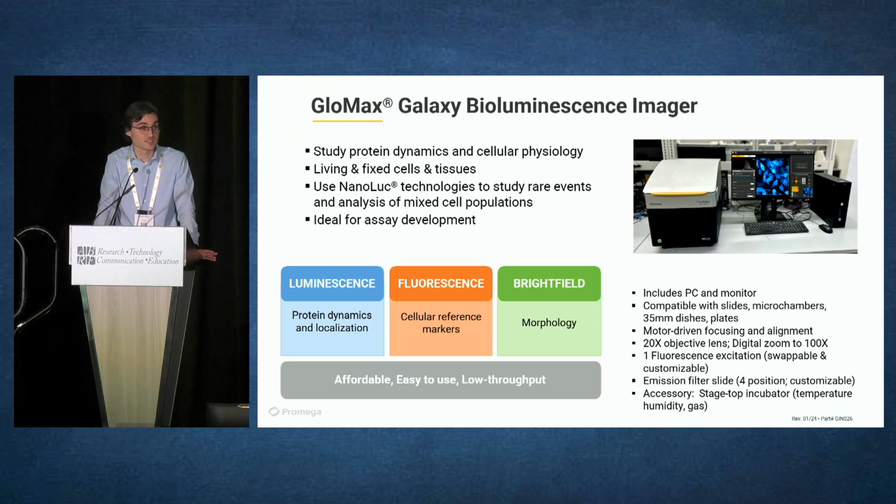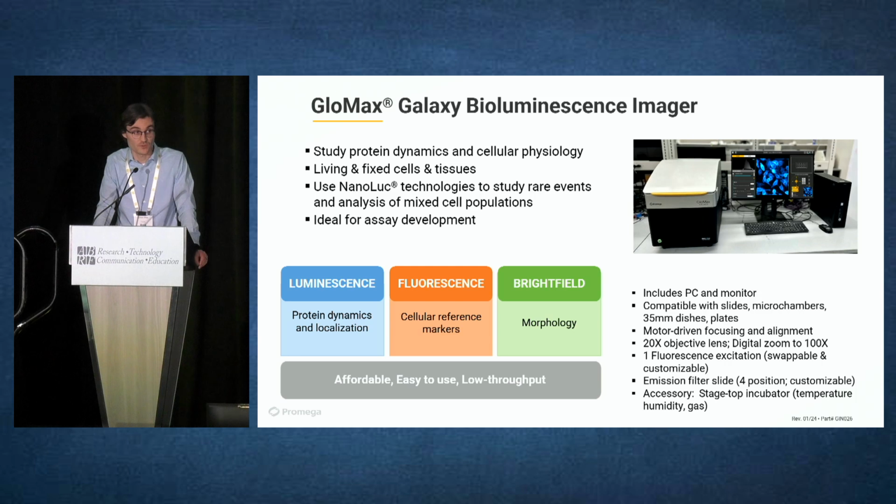It has bioluminescence capabilities. It also has fluorescence capabilities, so you can use common cellular reference markers that you would typically be using with your fluorescence microscopy. As well, it also has bright field, so you can study cell morphology. Our goal for this instrument was to make it very functional, but also very affordable. Again, traditional bioluminescence instruments have been very expensive.